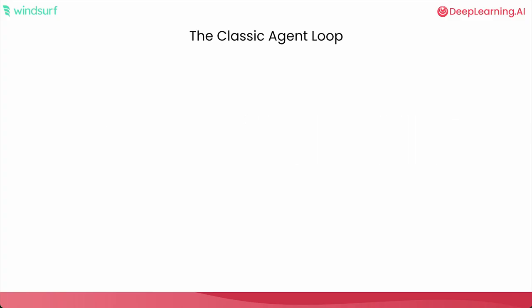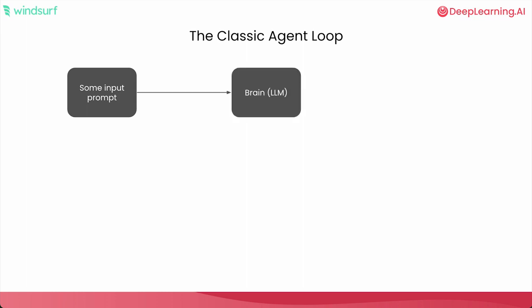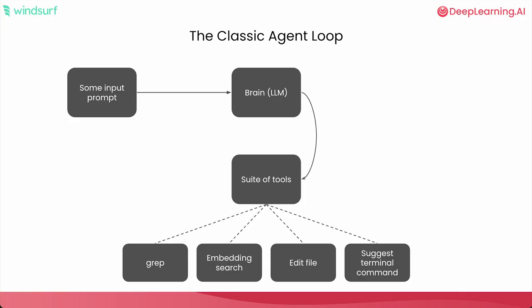Many people have likely seen some version of this classic agent loop. Essentially, the agentic system will get some input prompt from the developer. It will go to some large language model that acts like a brain to take that input prompt and reason out of all of these different tools that I as an agent have, which tool should I use? This could be a search tool such as grep or embedding search. It could be a tool to edit a file. It could be a tool to suggest a terminal command. You saw all of these tools in the demo.